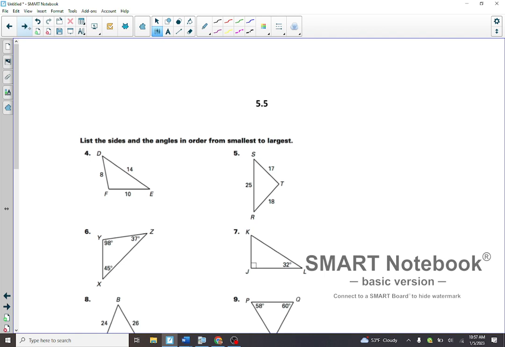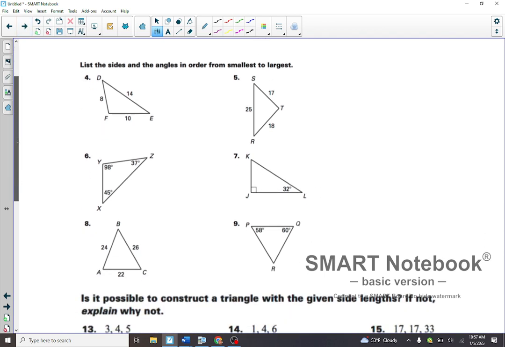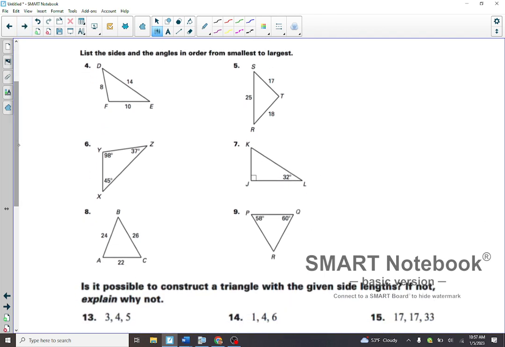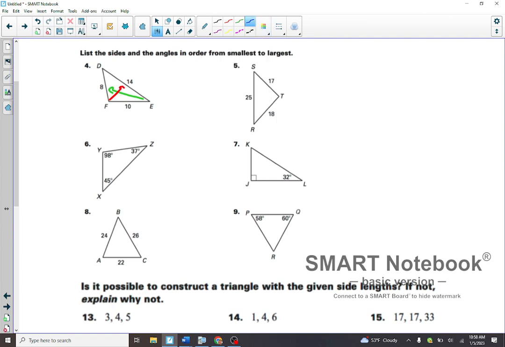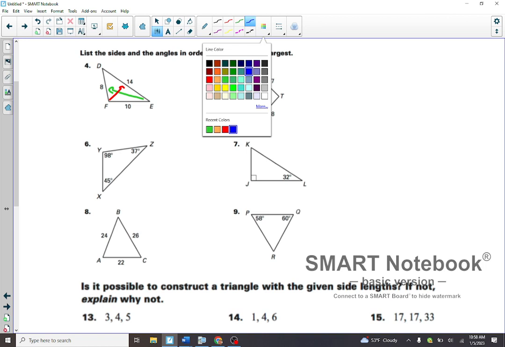Okay, next one. This one is just pointing out which one's smaller, medium, and large. Please know this part. It is what's across from it. This is what is across from it.